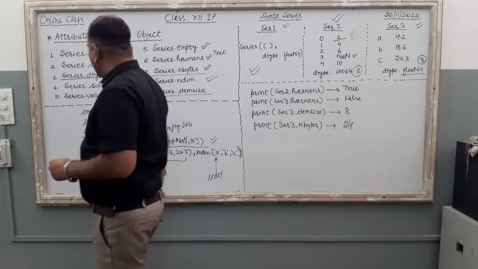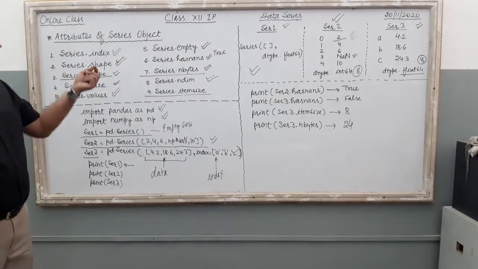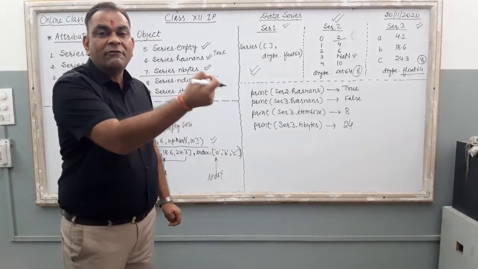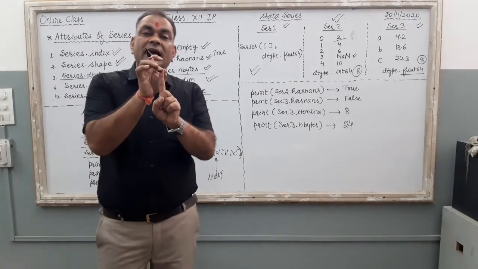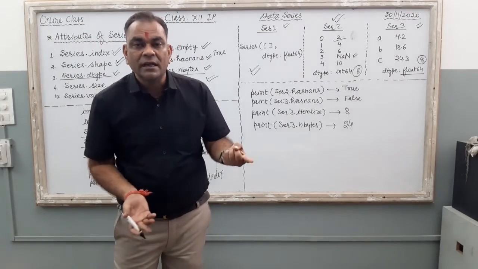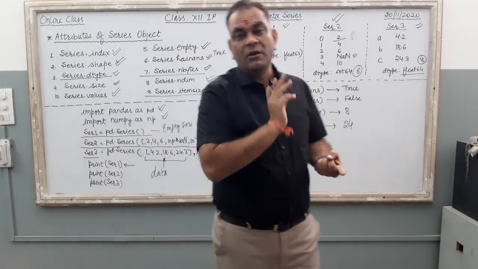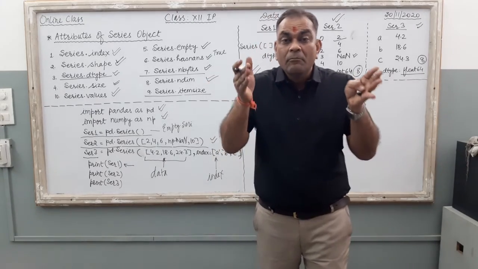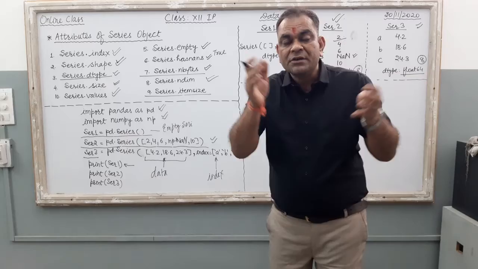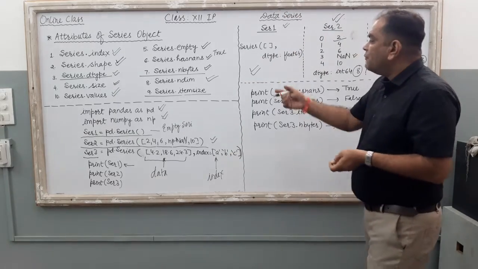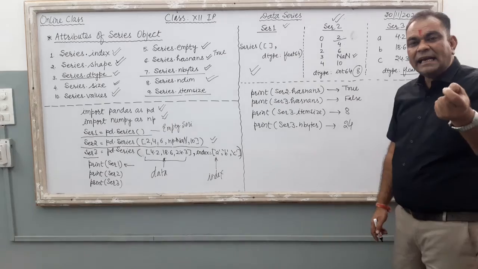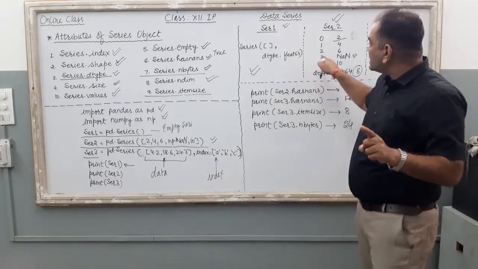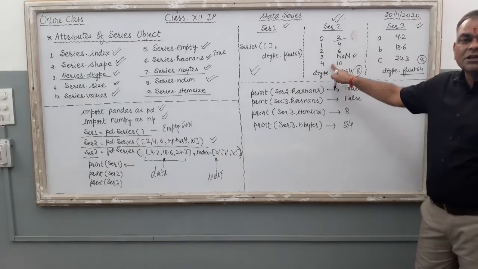Now the last attribute is ndim. Dim means dimension: 1D, 2D, 3D, 4D. If your series contains one data column only, it is a one-dimensional series. A series is a one-dimensional structure only. As the dimension increases, it is no longer a series, it is a data frame. A data frame is a multi-dimensional or two-dimensional object, right? So if you apply this ndim attribute with any series, it will generate one result only, because each and every series is of one dimension only.